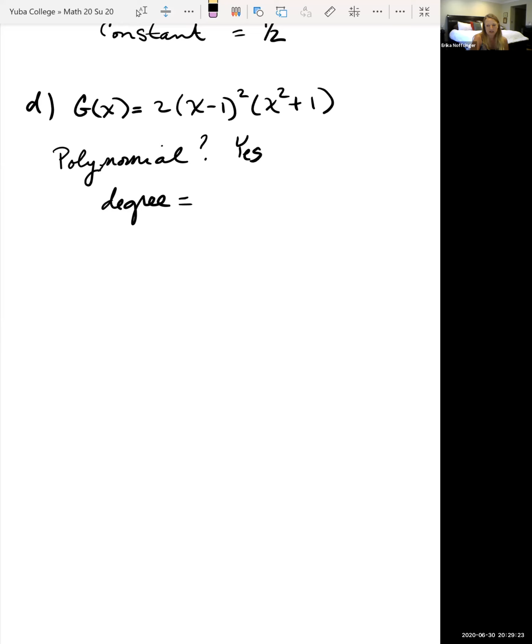So thinking about that, if you had gone through all the work and you had distributed and combined like terms, what do you think the degree, what is the variable going to be raised to? Highest power.